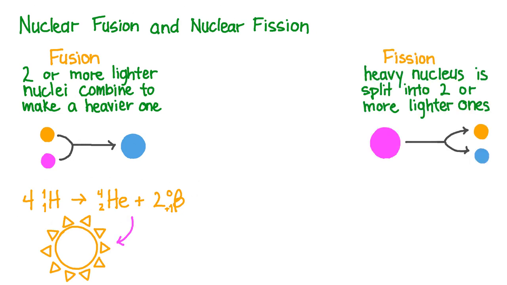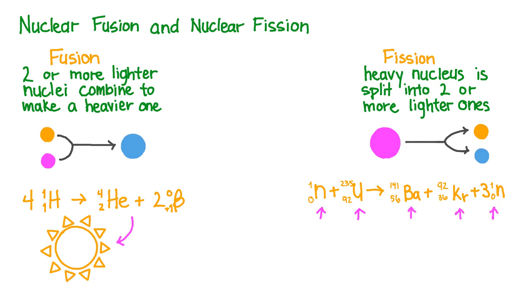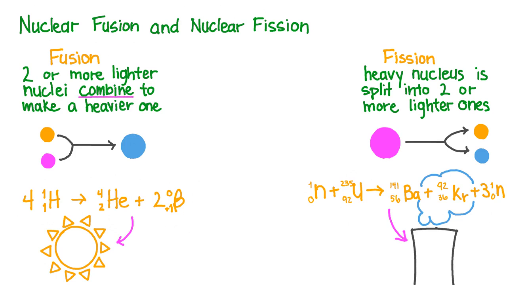Fission is like the opposite of fusion. During fission, a heavy nucleus is split into two or more lighter ones. This reaction is an example of a fission reaction. In this reaction, a neutron strikes an atom of uranium-235, causing it to split into lighter barium and krypton nuclei. This also produces 3 neutrons. This is the reaction that's used to generate electricity inside nuclear power plants. If you ever have trouble remembering which one is which, just remember that in fusion, nuclei combine, or fuse, together.